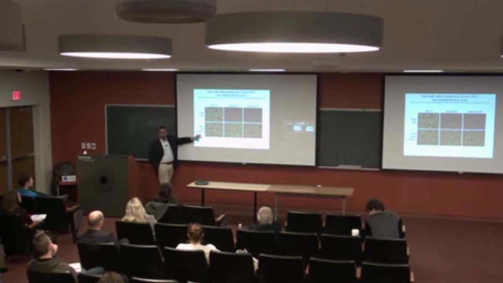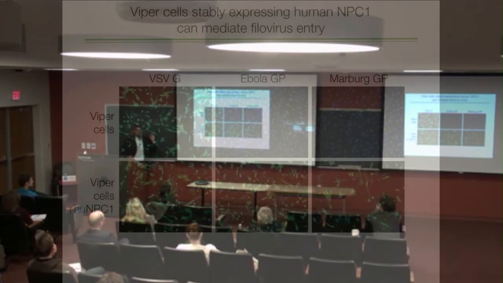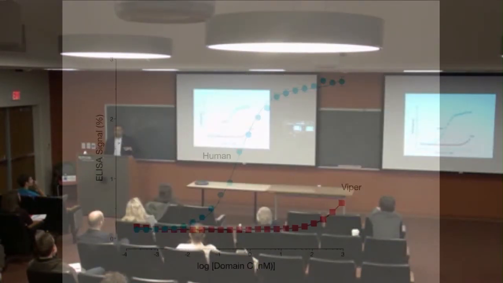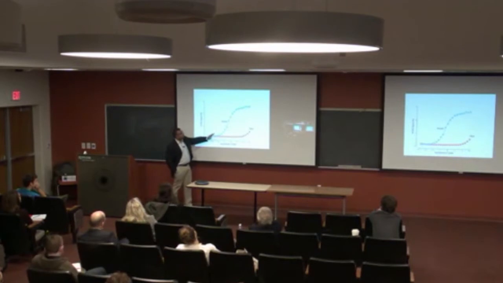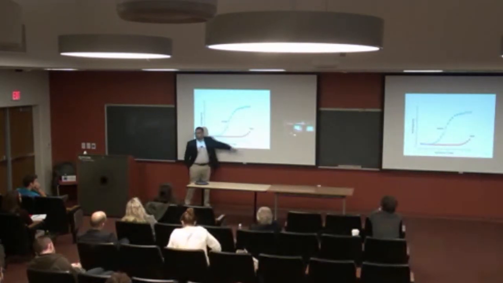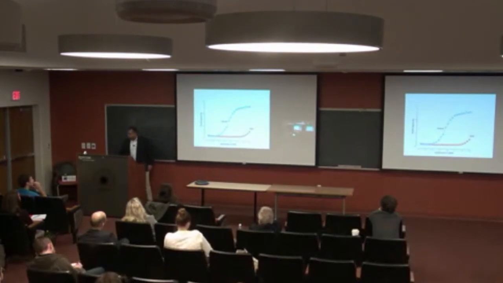However, if we take these same cells and artificially express the human NPC1 protein in them, all of a sudden they become susceptible. So just putting in the human NPC1 protein can take a non-susceptible cell and turn it into a susceptible cell. And this correlates perfectly with binding. Now we're looking at the binding of the virus to the receptor. This is the human form of the receptor, where the virus can bind fine, and that's the snake form, where the virus can't bind, really not very much at all.